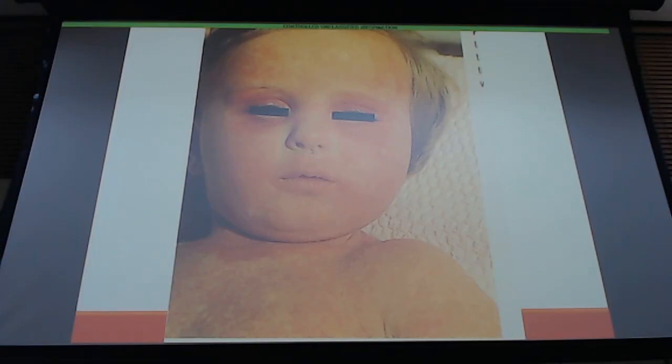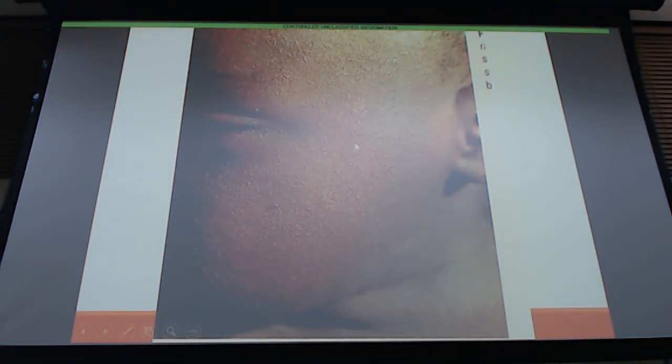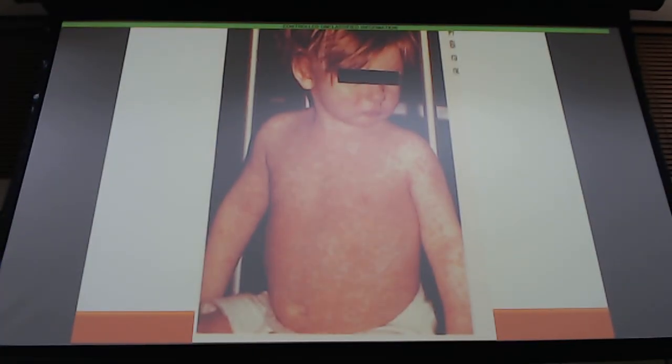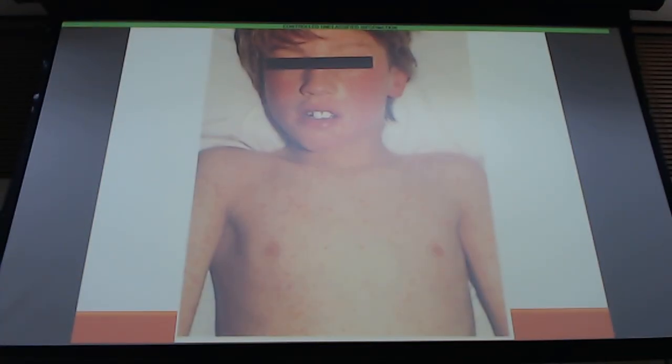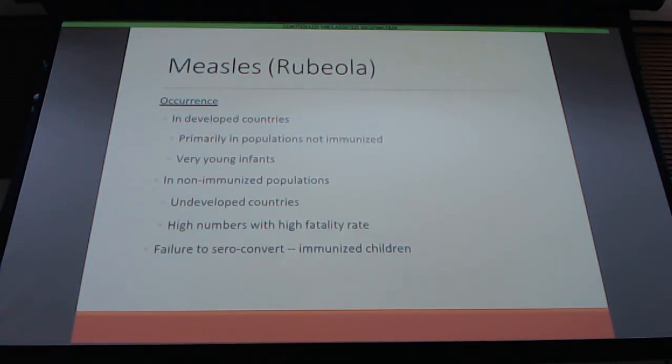Okay? See that sandpaper rash? That's very distinctive. Okay? There's more sandpaper rash. This one you can tell it's really rough here. Right? Really rough, when you run your hand over it. Okay, here's another one. This one's all over this face, back.